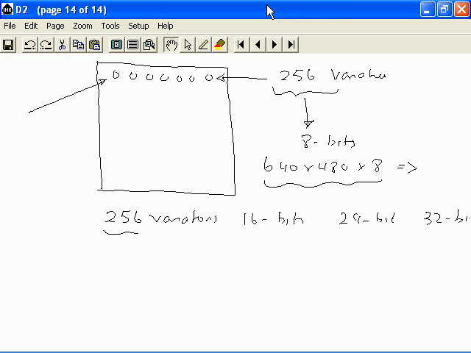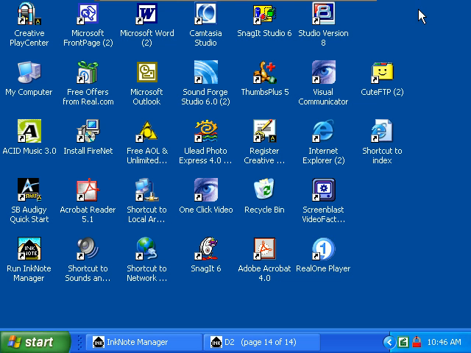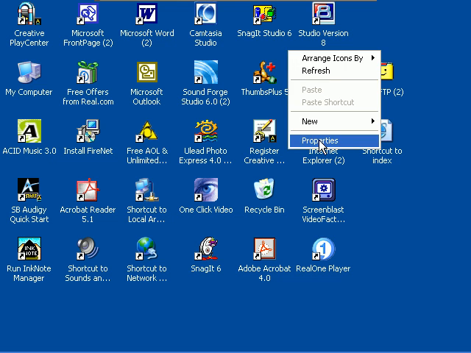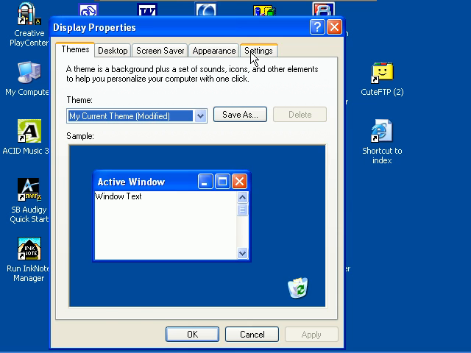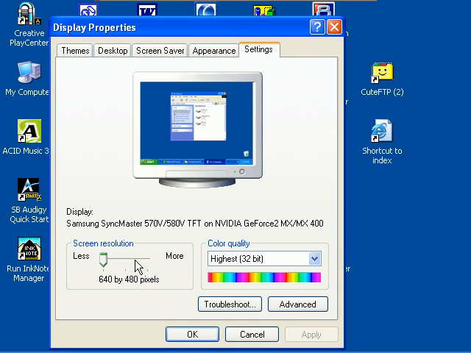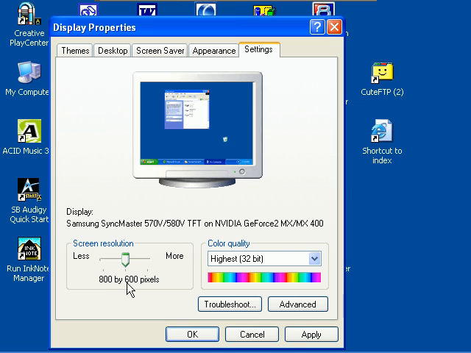Now let us briefly and quickly examine the resolution and the color settings of the screen on which you are seeing this demonstration. Open the properties of the screen. Look at the settings. As you could see, the screen resolution of the computer screen is 640 by 480 pixels. Of course, we can have different variations. For example, we can set that to 800 by 600 pixels.